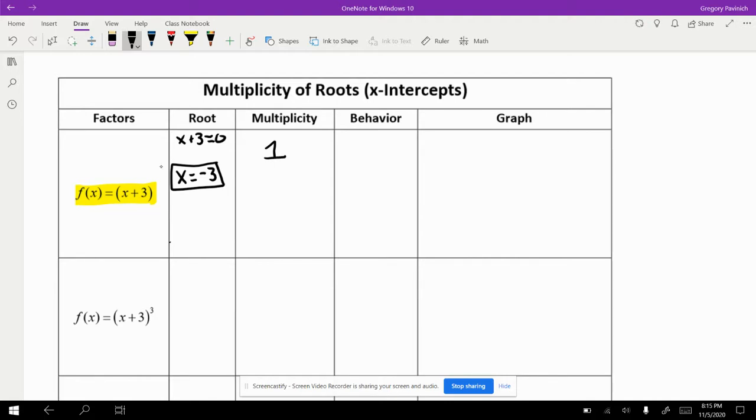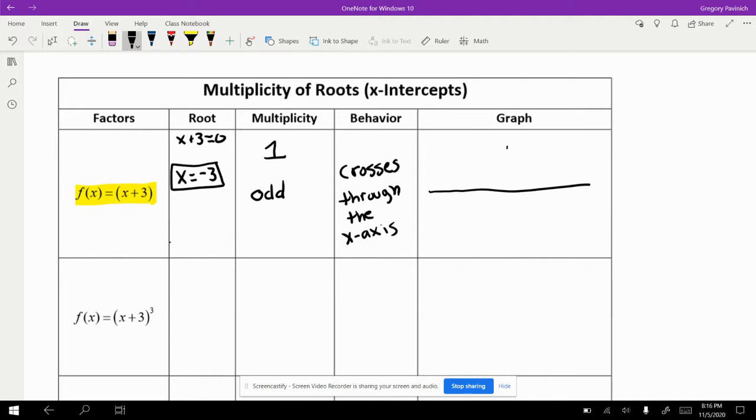But what's more important is that 1 is an odd number. Okay? And when you have an x-intercept occur as a factor an odd amount of times, 1, 3, 5, 7, it has a similar behavior at the x-axis. And the behavior for an odd multiplicity is it crosses through the x-axis. Meaning it comes up from one end and through the other.